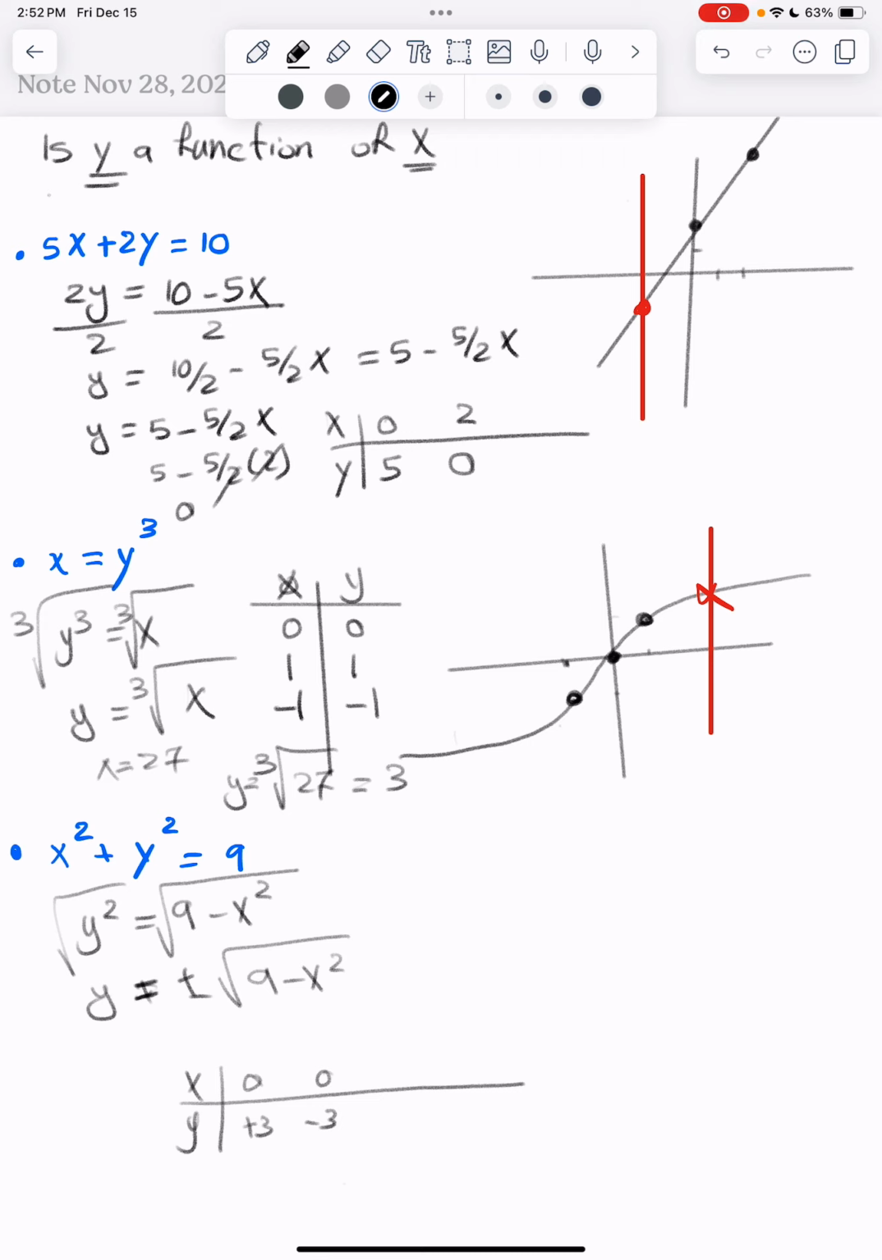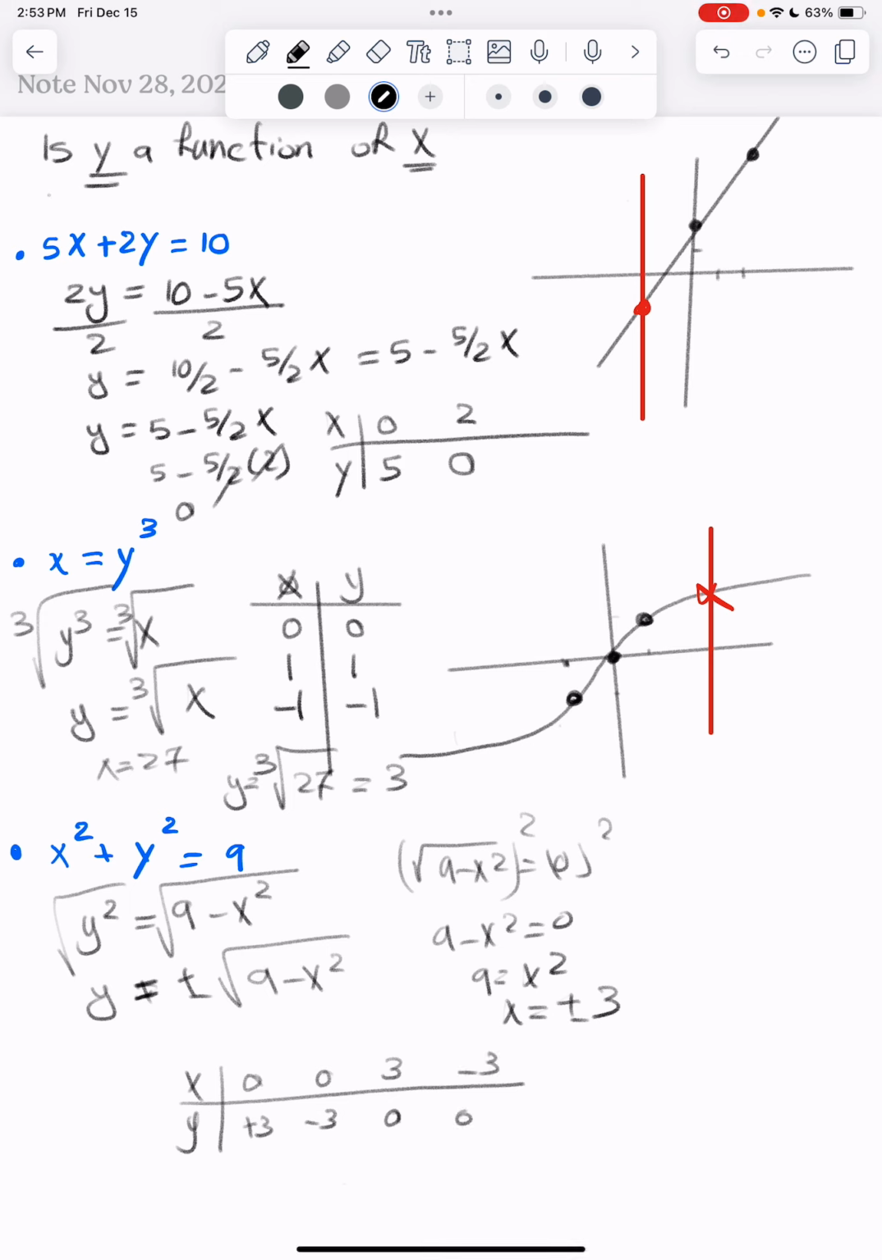Now, what if we give 0 to y? So that says the square root of 9 minus x squared is equal to 0. So if you just square both sides, 9 minus x squared is equal to 0. So 9 is equal to x squared. X is equal to plus minus 3. Again, we have 3 and 0. We have negative 3 and 0.